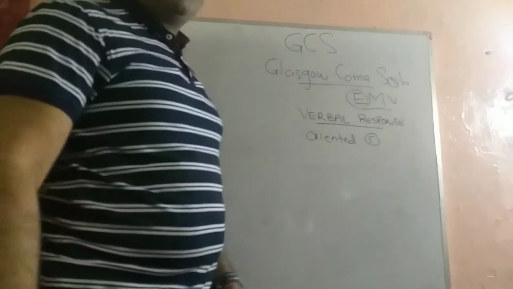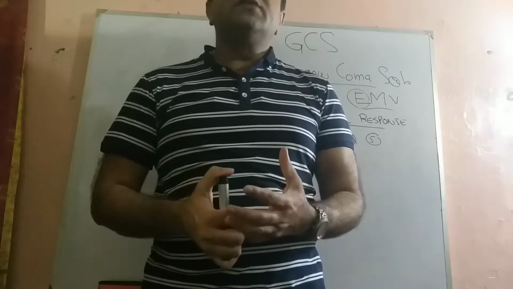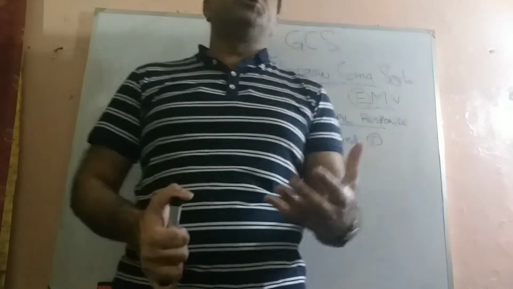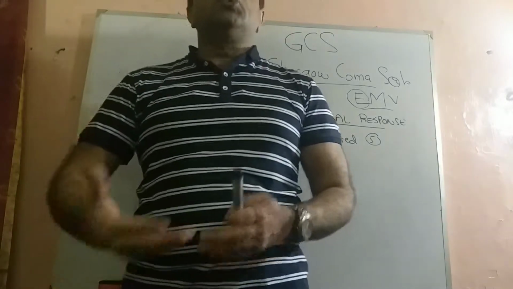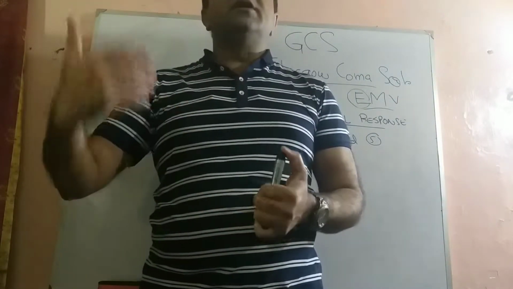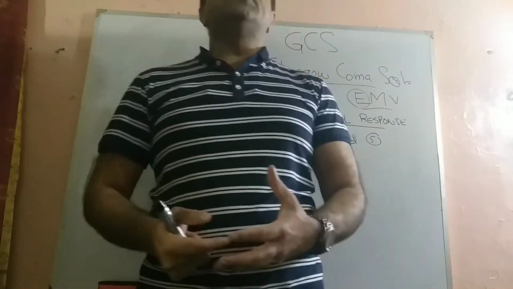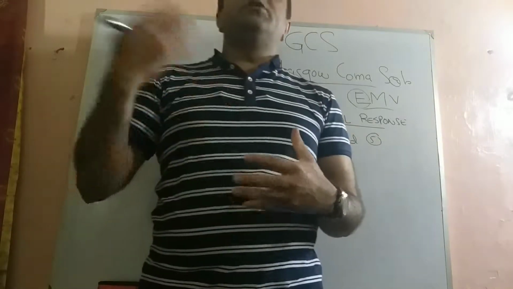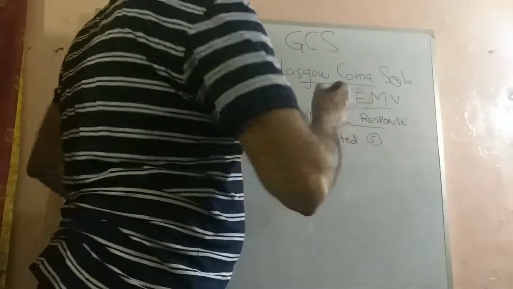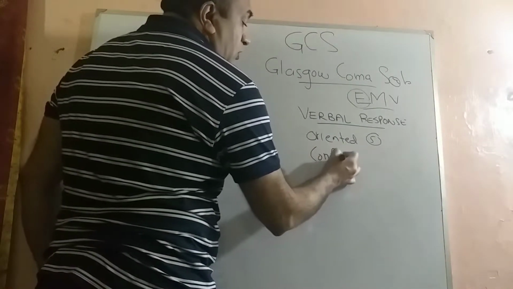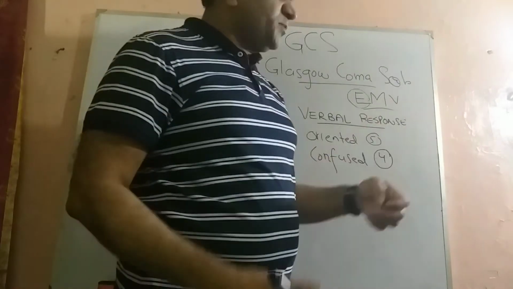Now if you talk to the patient, and the patient actually knows what you are asking but is giving you a wrong answer. For example, you ask the patient, what's your name? The patient's name is Shahid, but he's giving you a name like I'm Sadiq. So the patient is understanding what he's being asked, but he's giving you a wrong answer. If you ask him where he is, the patient is actually in the hospital, but he says I'm in the playground, I'm on the railway station. So the patient is confused. Confused, the patient is given 4 out of the 5 verbal response.